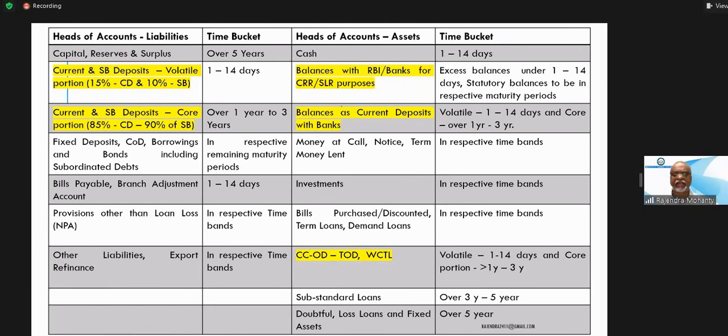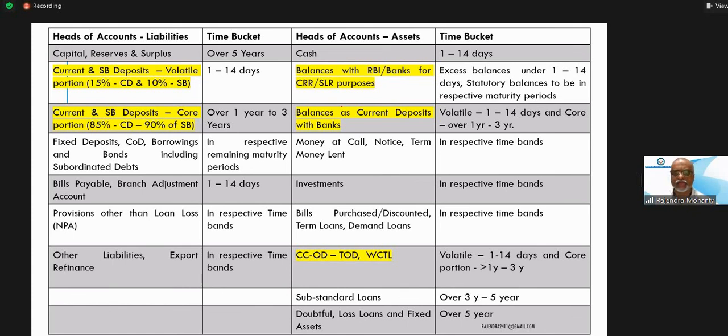So basically, the highlighted portions I have given, that adjustment has to be there, because all other things are normally under their respective time bands except your 5 years bucket, that is capital reserve, and your substandard and doubtful as well as loss and fixed asset. If you remember that, then there is no problem at all.